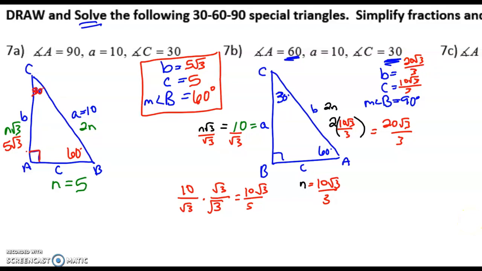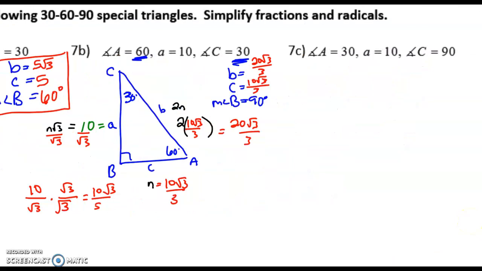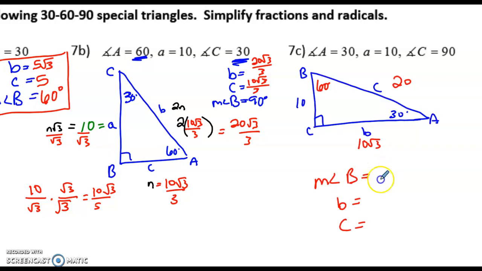All right, let's take a look at number 7. Why don't you pause the video and see if you can finish number 7. All right, the measure of angle B is going to be 60 degrees. Side B, the short leg times the square root of 3, so just 10 times the square root of 3. And the hypotenuse, just double the short leg, which is 20. All right, let's go down to number 8A.